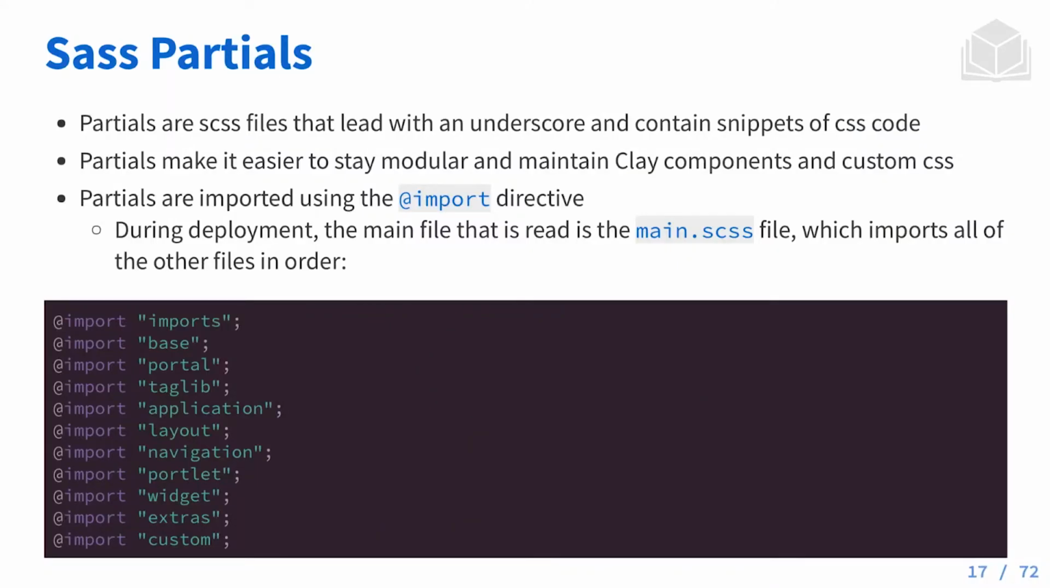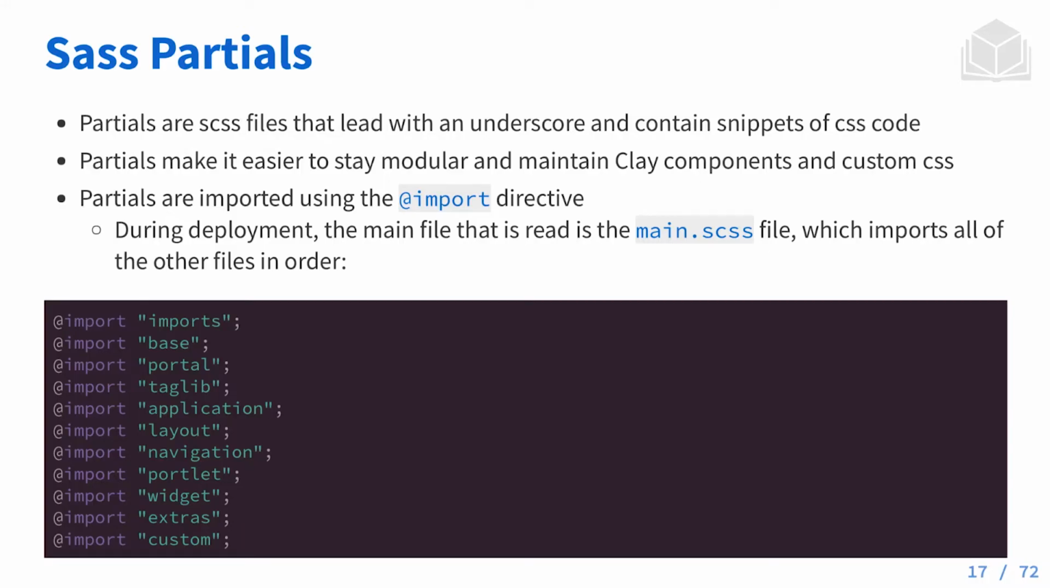Partials are going to be imported using the @import directive, and the main file that's going to ultimately read everything is going to be our main.scss file. This is what's actually going to be read by our theme on deploy, and you'll see here it's going to include custom at the very bottom. So that's how we know that everything that goes into our _custom.scss is going to indeed have the final say. That's why we have that as our main CSS source file when it comes to customizations.